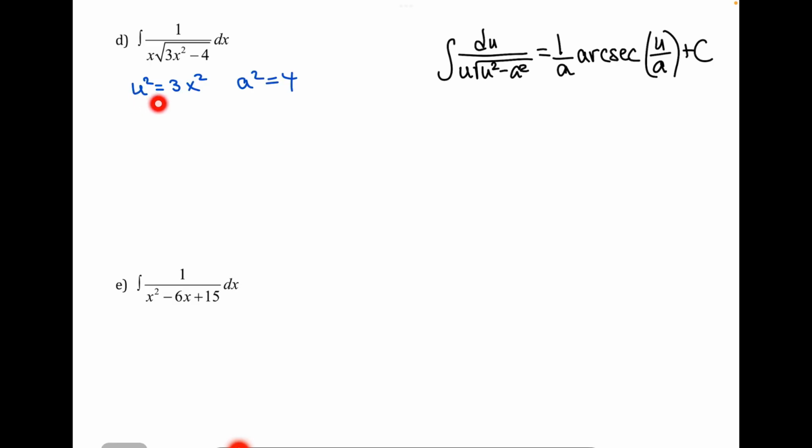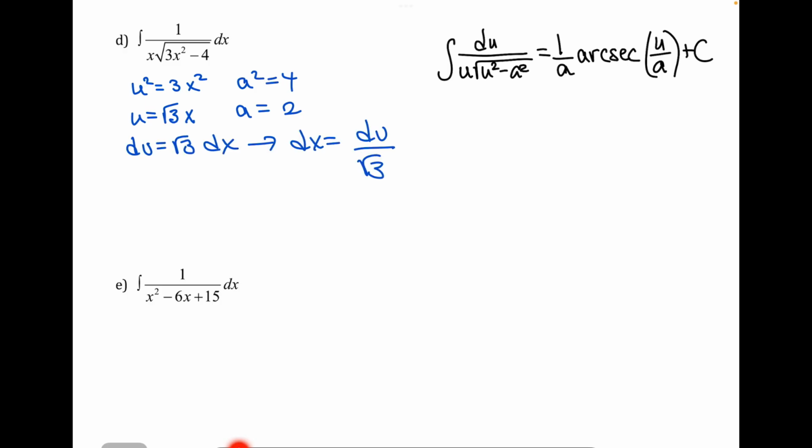So I'm going to let u squared equal 3x squared, and a squared equals 4. So I'm trying to get my pattern to fit inside that square root. I need it to be u squared minus a squared. If u squared is 3x squared, then u would be root 3 times x. If a squared is 4, a is 2. So my du would be root 3 times dx. And if I solve for dx by dividing by root 3, dx is du divided by root 3.